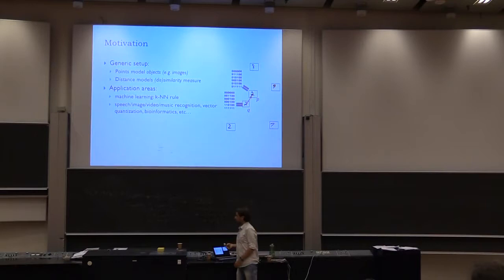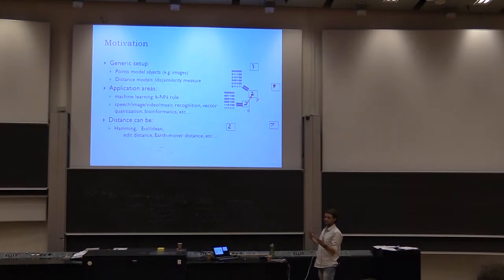I mean, this looks a little bit of a naive way to measure the distance between images, and indeed you can imagine different distances between such objects, for example Hamming and Euclidean, or any distance which would measure perhaps dissimilarity between text where you can do typos, or even more complicated measures like earth mover distance.